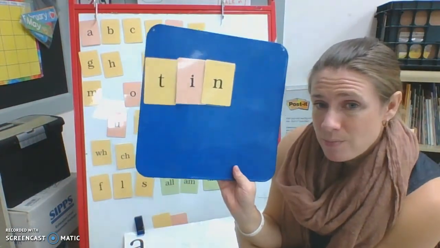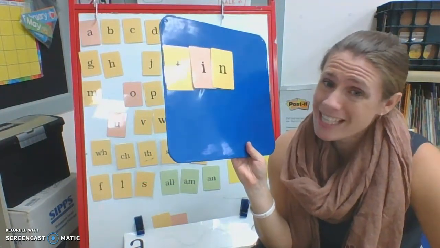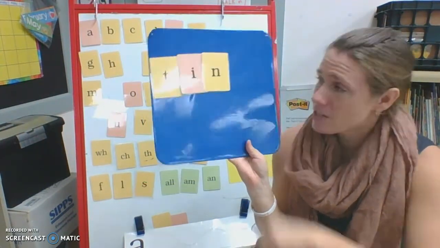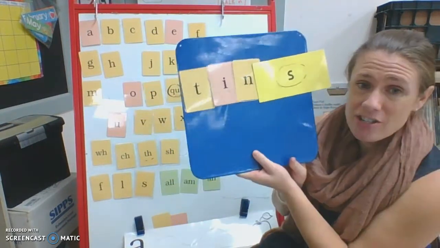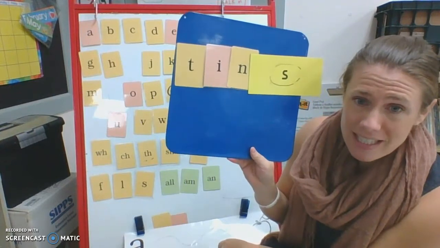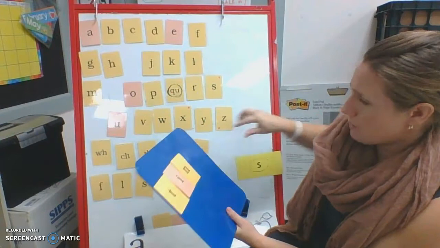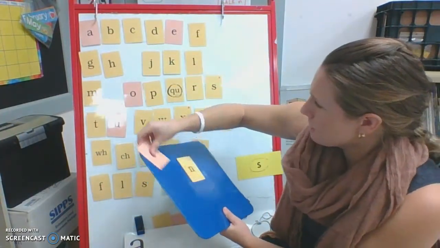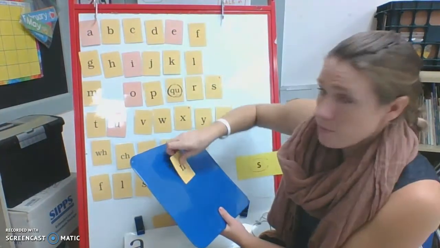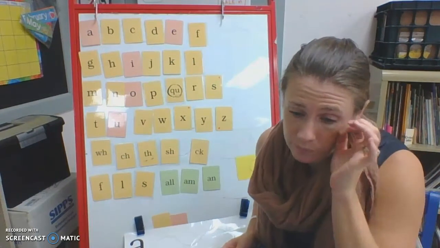Are we done? No, now we have to go back and think, the original word wasn't tin, it was tins. So we need to add our suffix S. Sounds like a Z. More than one tin, tins. Okay, and then we spell it away. So put your letters back in the right spot. T-I-N.